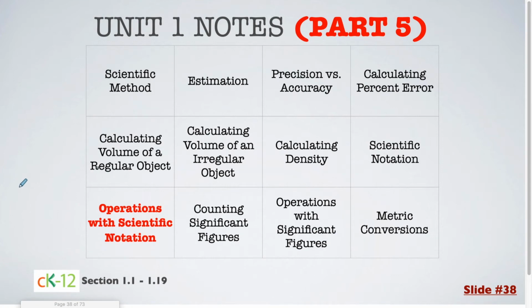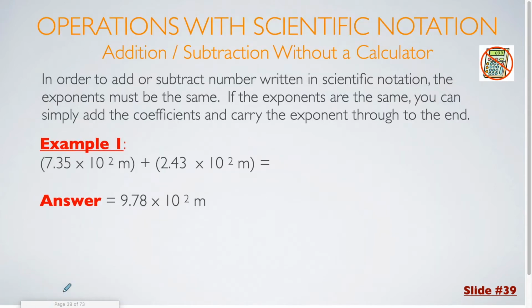In Part 5 of the Unit 1 notes, we are going to be covering operations with scientific notation. These can easily be done without the use of a calculator, and while it sounds complicated, it's actually kind of easy. First, we will start with addition and subtraction of scientific notation.